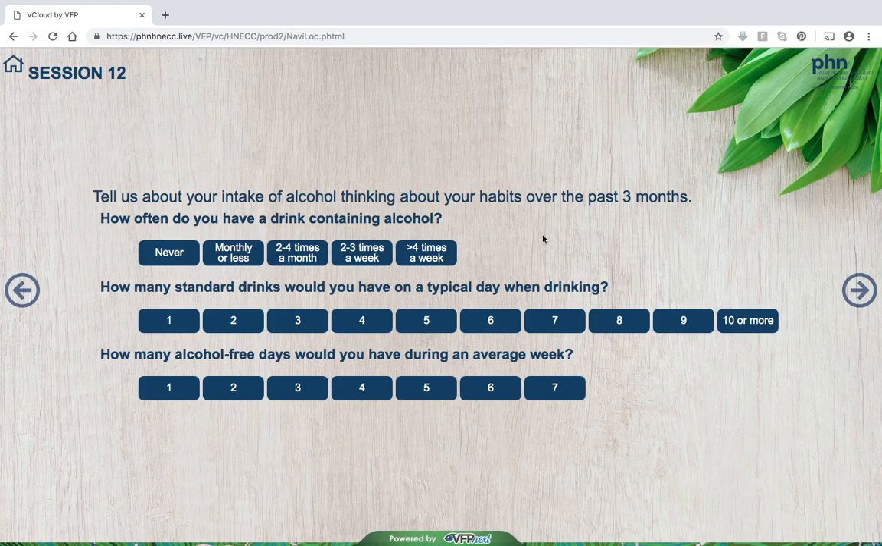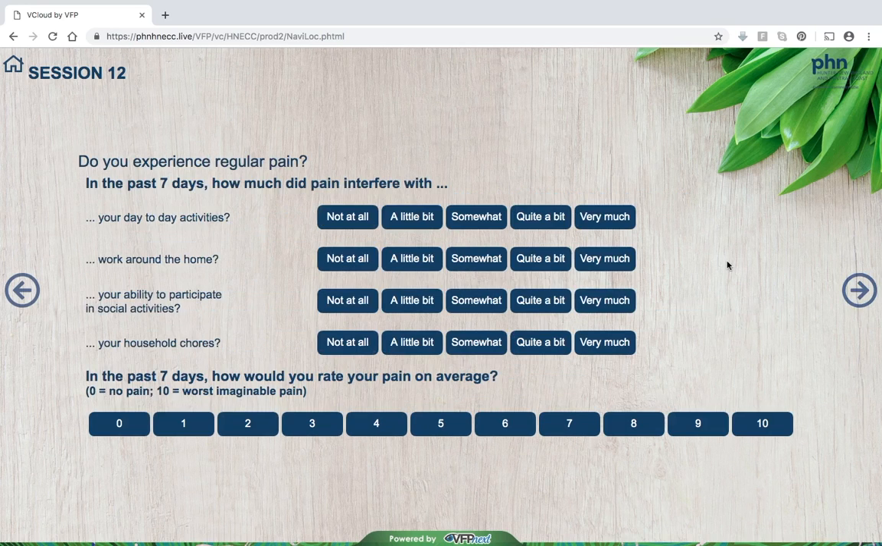Again, we move on to alcohol. So this is comparing session 1 to session 12 and how many standard drinks, for example, they're consuming on a typical day when drinking, and how many alcohol-free days a week they normally have now. We go on to some questions about pain and whether the weight reduction that they experienced throughout the 12 weeks has actually impacted on the chronic pain that they might have.